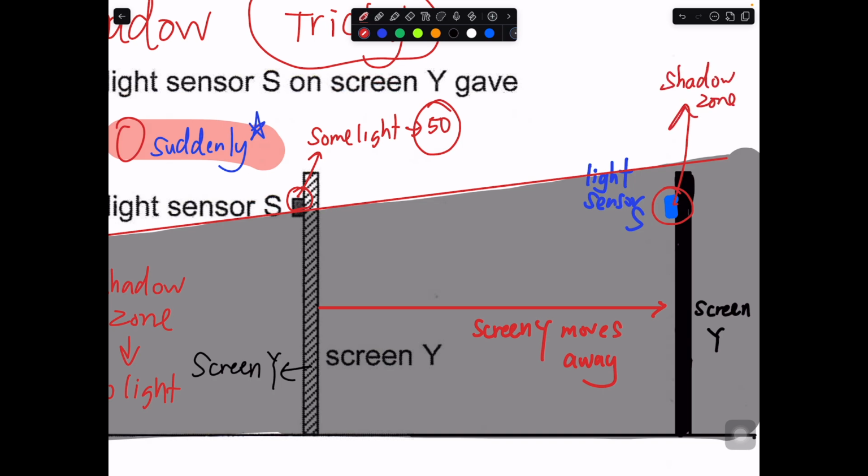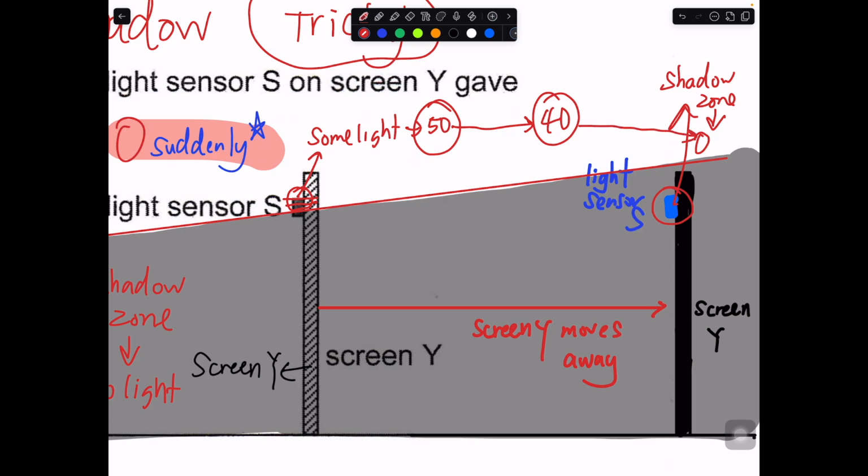Once this whole thing is inside the shadow zone, it will become 0 units. That's why it goes from 50 to 40, because as you move away, there will be less and less of them getting hit by the light rays, and more of it gets hit inside the shadow zone. So 50, 40, then 0.